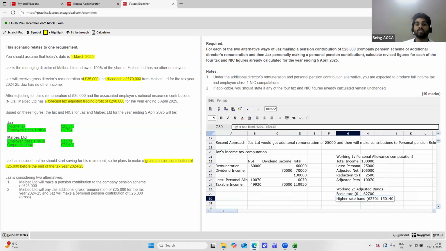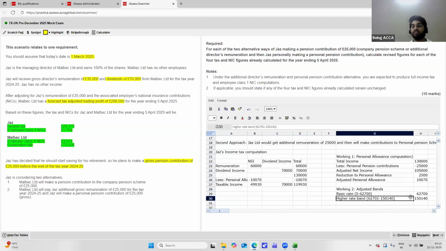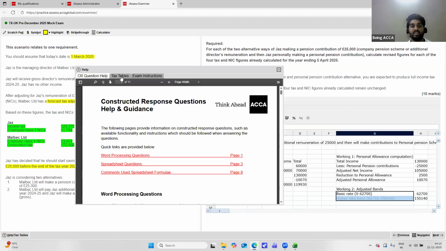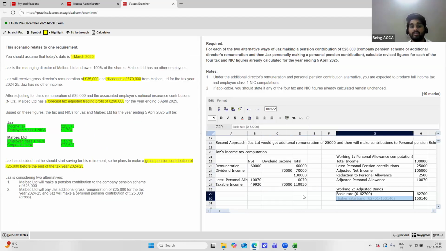All right, always make a note of the values of the bands, so that it will help you in your computation. Now our band is coming up to a total of 150,140. The higher rate band is increased to 150,140, but our total income is only 119,930. So the taxability will only fall between these two bands, the basic rate band and the higher rate band. Again, whenever you have doubts about the basic rate band and higher rate band, you can always take a look at this. All right, so now we have computed this.